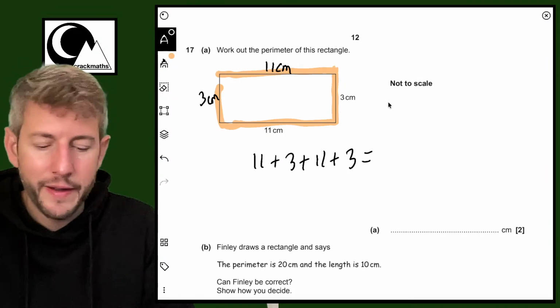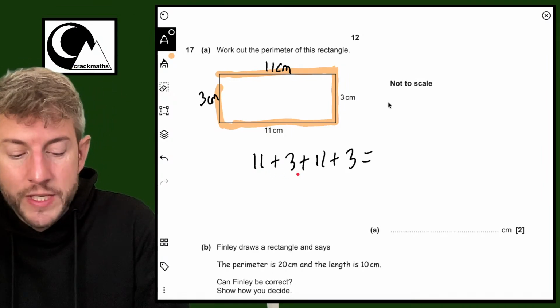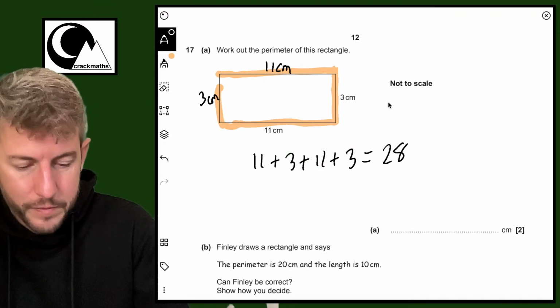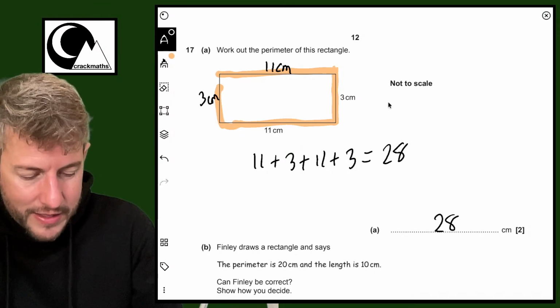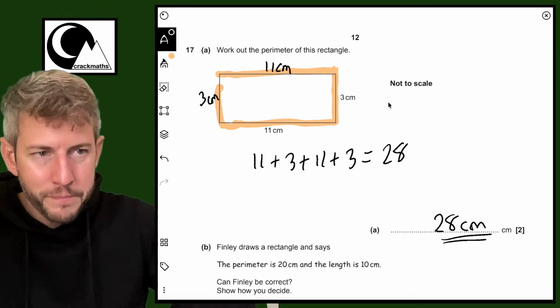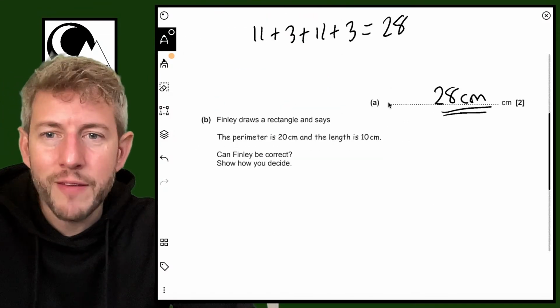I can do this without the calculator actually. 11 add 3 is 14. So 2 lots of 14 makes 28. So it'll be 28 centimetres. Oh, they've given us the centimetres there anyway. Very kind of them. Okay, right, now let's have a look at this next one.